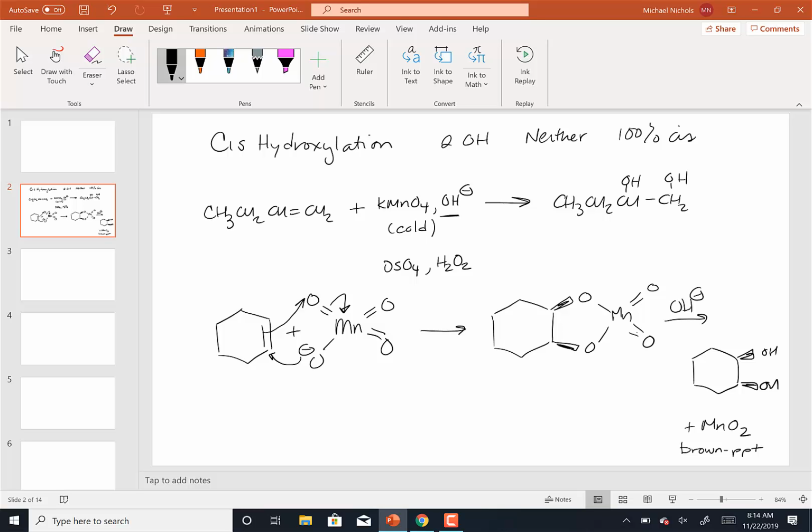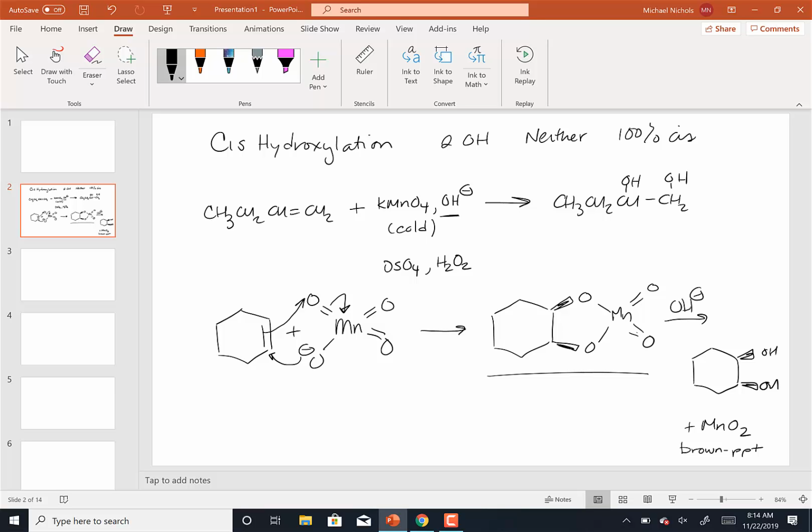Okay. So the critical part of this is, the reason I'm showing you this mechanism, and again, I'm not going to ask you to reproduce this mechanism on an exam, but I'm showing it to you so that if you get stuck, you can associate the permanganate with the 5-membered ring, which means it has to be cis. All right, so that's what happens with the permanganate. Does that kind of make sense?